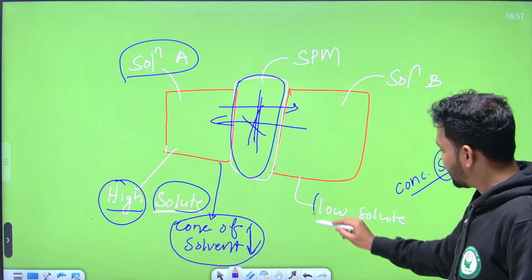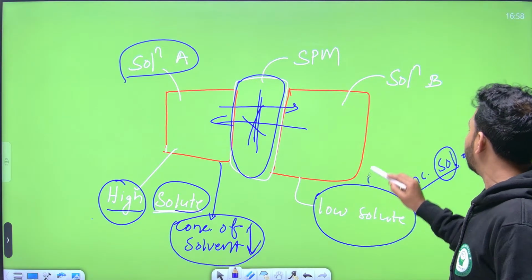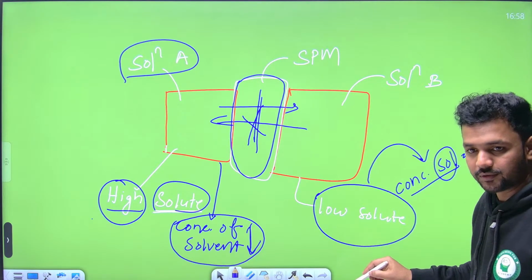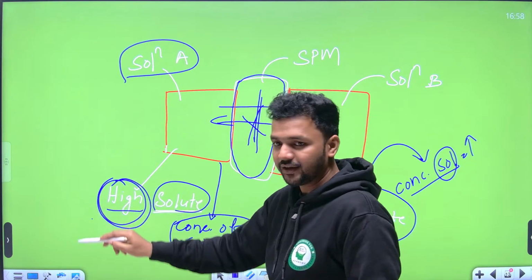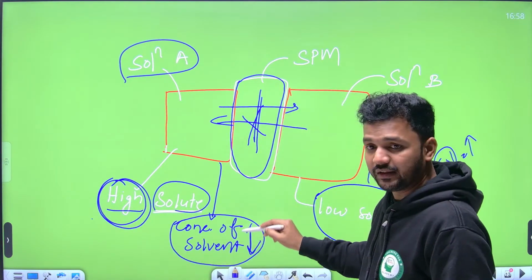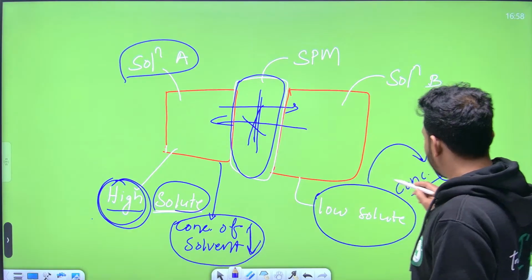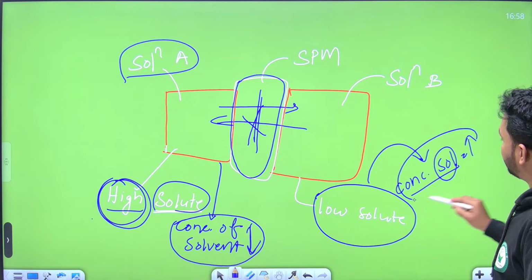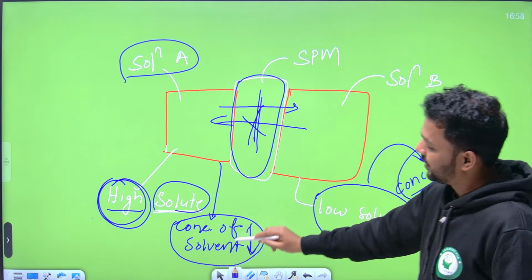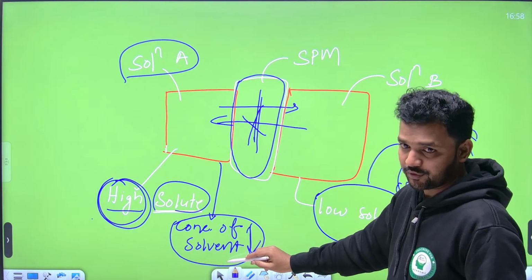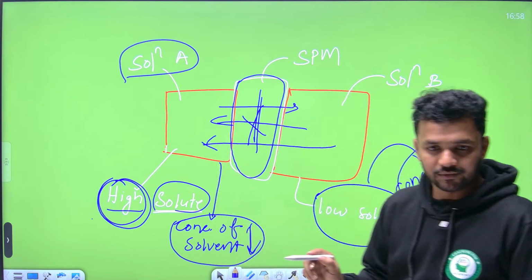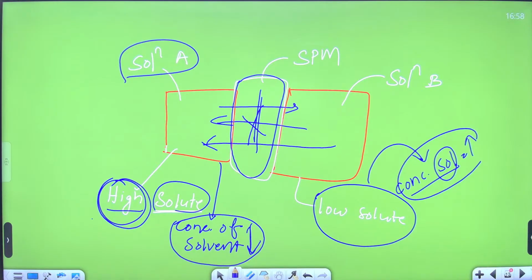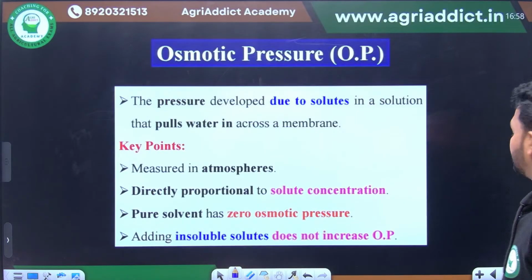So if the concentration of solute is low, then the concentration of solvent will be more. And here the concentration of solute is high. It means the concentration of solvent is less. So the solvent moves from high concentration to low concentration of solvent. So solvent will move in this direction. Understood? Okay.